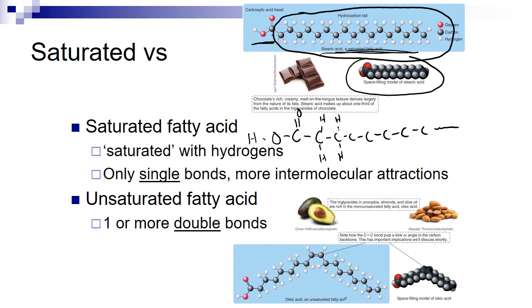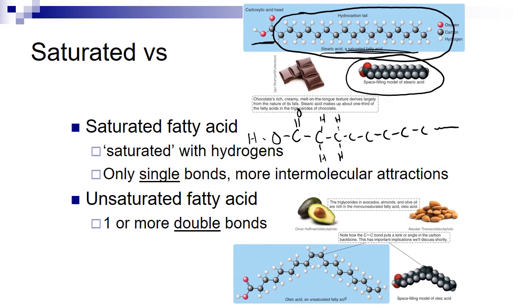Now here's another way that we could show this. This is a space filling model. So this has the carbons in the center, the hydrogens are on the outside, but it's showing how the atoms are actually going to be closer to one another. There's not as much empty space between them.